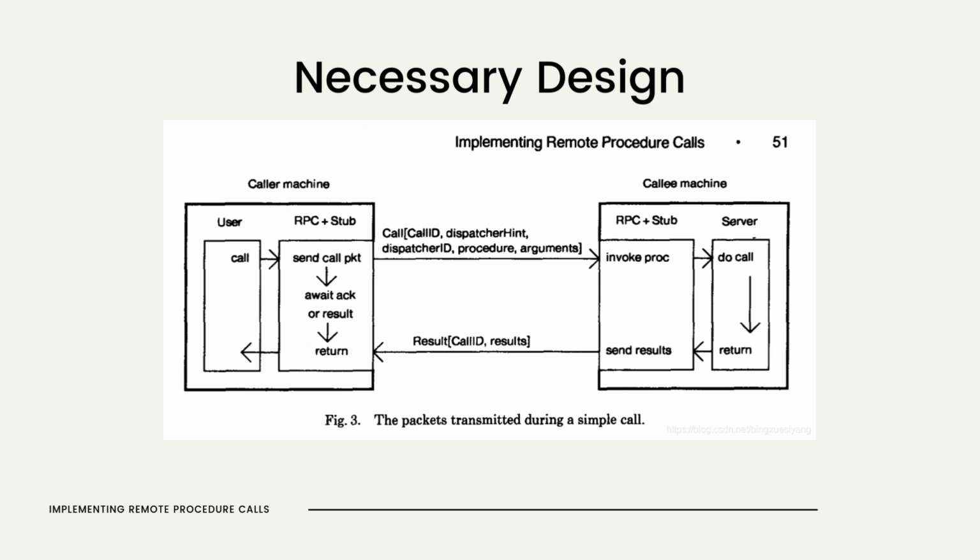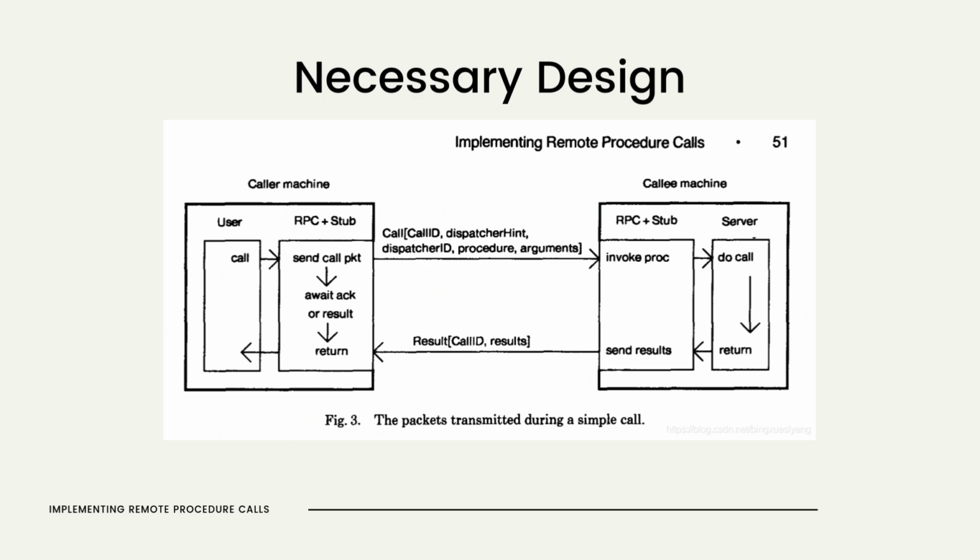Call IDs are used for two purposes. The first one is to distinguish between different requests for the caller. The second is to filter out duplicated requests for the server. The call ID is combined with a machine identifier, process identifier, and sequence number. The sequence number always moves in one direction, such as increasing. It doesn't need to be continuous though.